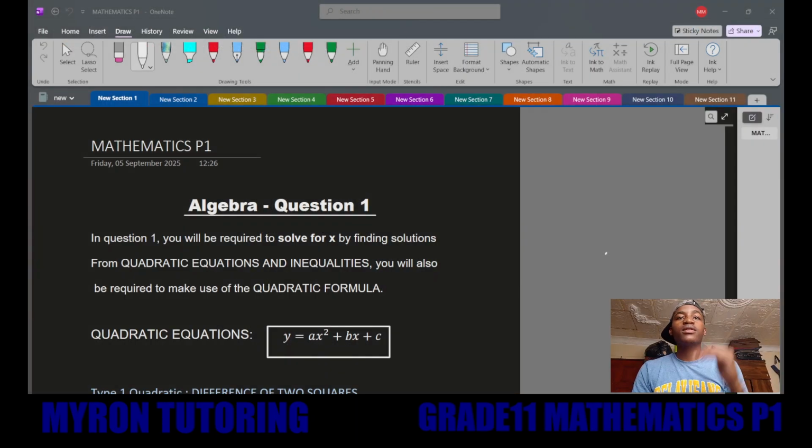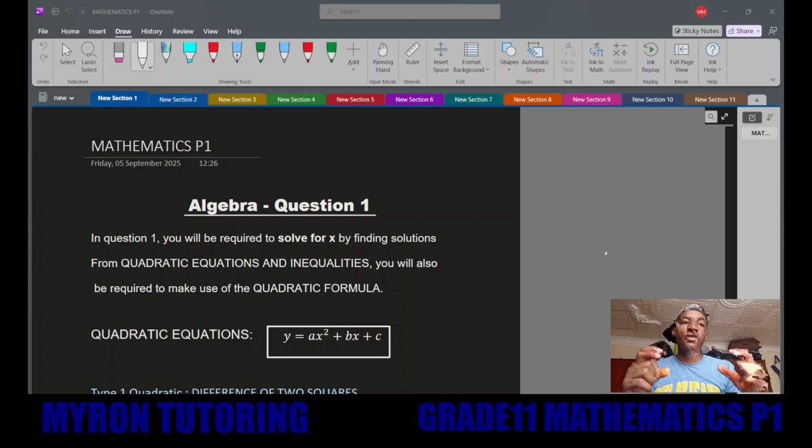This is the first page of my notes, where I explain that you will be required to solve for x and find solutions from quadratic equations and quadratic inequalities, and in those questions you might also be required to make use of the quadratic formula.